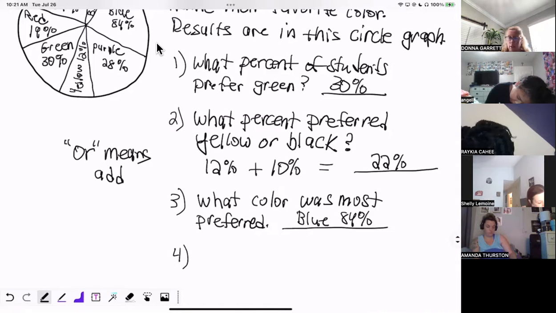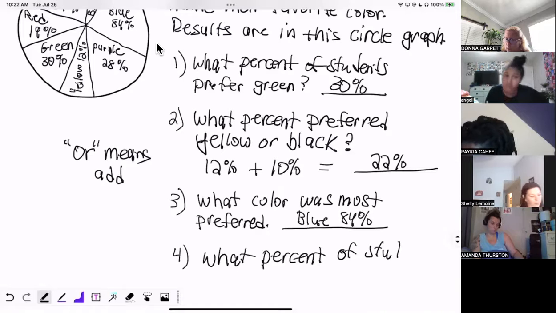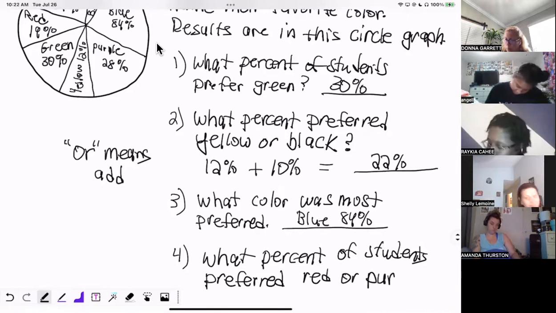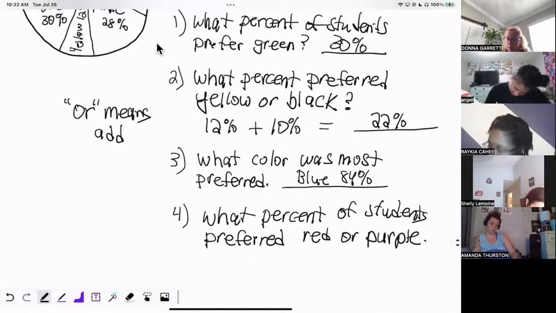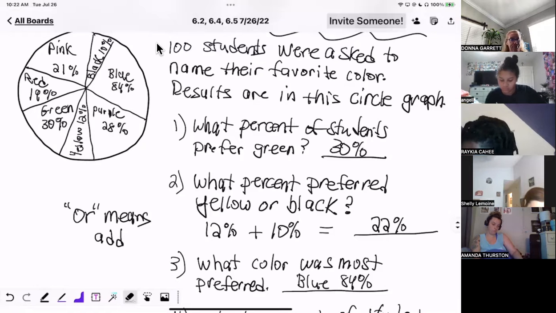And the last question, I'm going to let you do this one. What percent of students, not how many, preferred red or purple? So you do that one real quick. I'll bring my picture down in case you don't have the picture up. So red or purple?